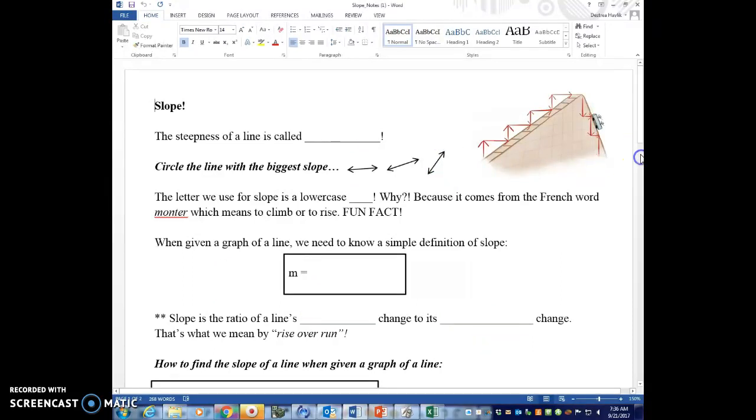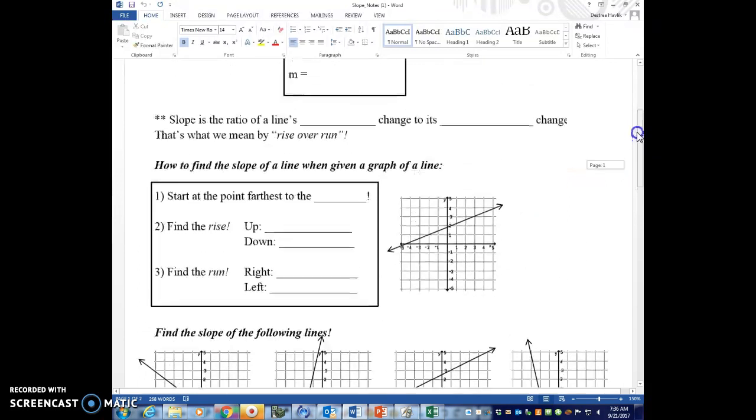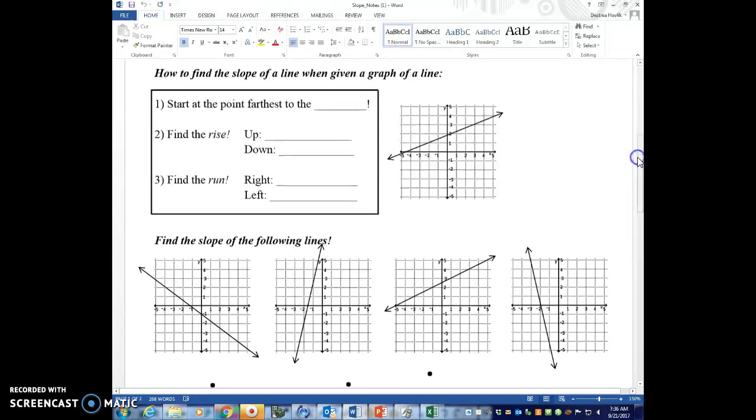Now, as we move down the page, right here. Okay, how to find the slope of a line when given the graph of a line. First, start at the point farthest to the left. That is always my suggestion. So that would be right here. It's perfect right there. And then this is our second point, way up here.